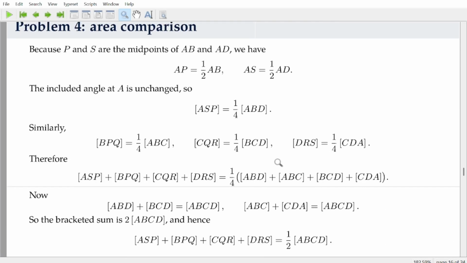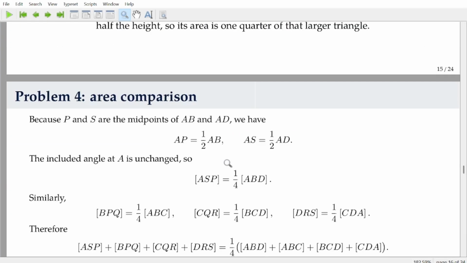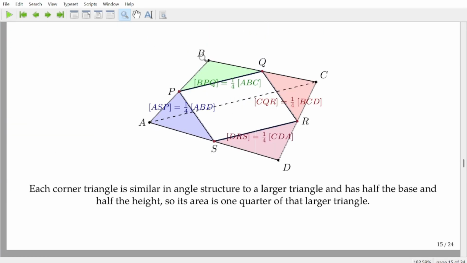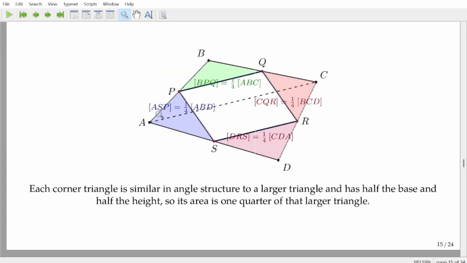Because we know that P and S are the midpoints of AB and AD, if we go up here, P is here, and that's the midpoint of AB. S is the midpoint of AD. Therefore AP is a half of AB by definition, because P is the midpoint, and AS is a half of AD. Of course, the angle at A, we don't know what it is, but it could be anything as long as it's less than 180 because we have a convex quadrilateral. So in degrees, that angle could be anything less than 180 degrees.